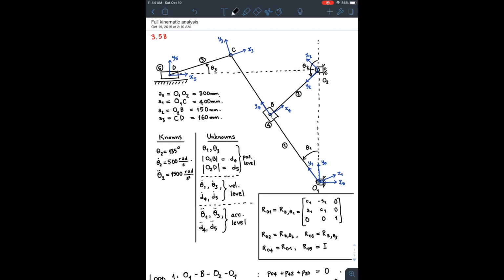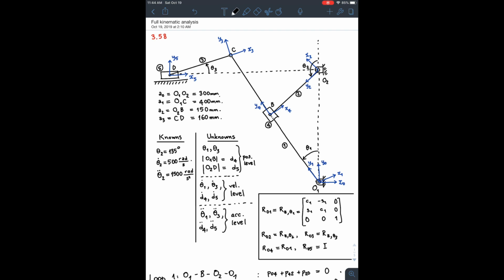P04 is a vector that goes from O1 to B. Let's remind ourselves of our definition of a velocity of a point. To calculate the velocity of the point B in frame 1, what do we need to do? We need to take a point that is fixed in frame 1 and then draw a position vector from that point to point B and take the derivative of that vector in frame 1.